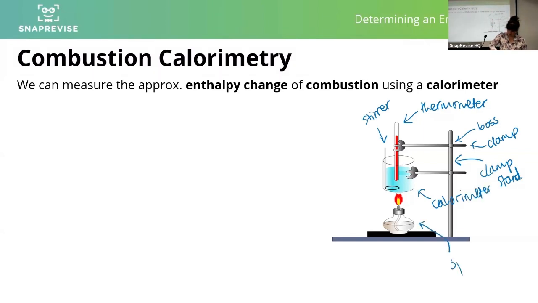We've got our spirit burner. So usually we do combustion calorimetry with the first of the alkanes, is it all 4? I can't remember if it's all 4. Anyway, whatever it is that we're burning, we will put in our spirit burner, obviously, because we're burning it. And that's got our fuel in it, containing the fuel. We've got to have water in our calorimeter.